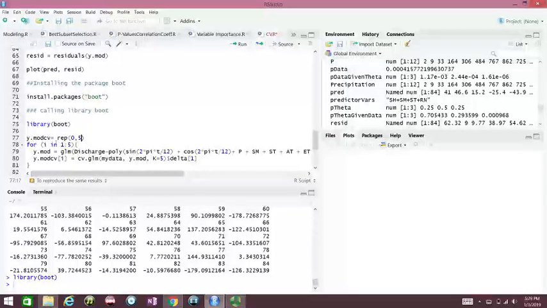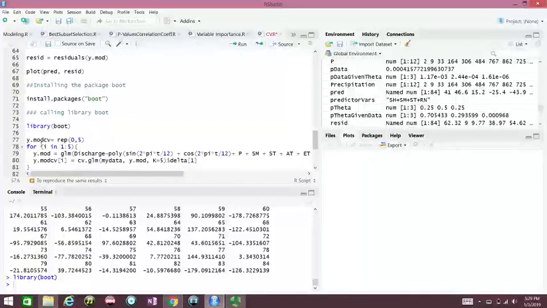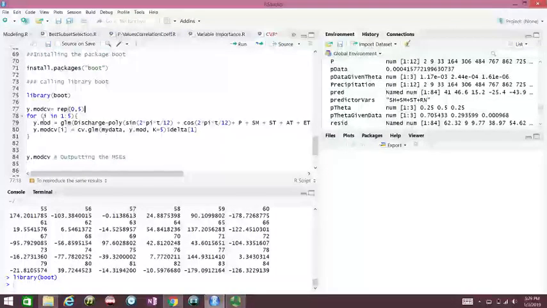So y.mod.cv, y.mod is our model. y.mod.cv, CV for cross validation on our model y.mod, and then rep 0 to 5 for 5-fold cross validation. So you look here, for i in 1 to 5, so k, 1 to 5. y.mod equal glm.